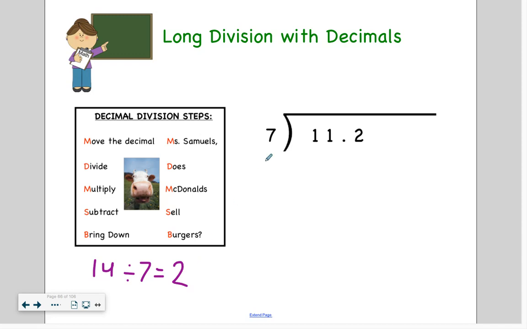Move the decimal, move that decimal up. 7 can't go into 1, so put an X. 7 goes into 11 one time. 1 times 7 is 7. Be careful how you line it up. When you subtract, be careful, you need to borrow. Bring down the 2. 7 goes into 42 6 times. 6 times 7 is 42.